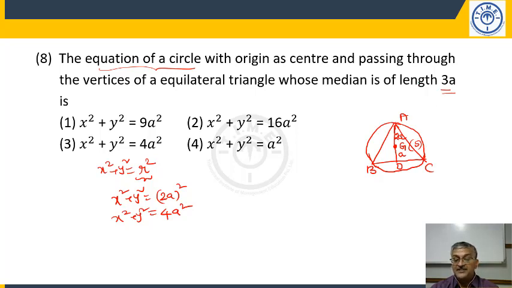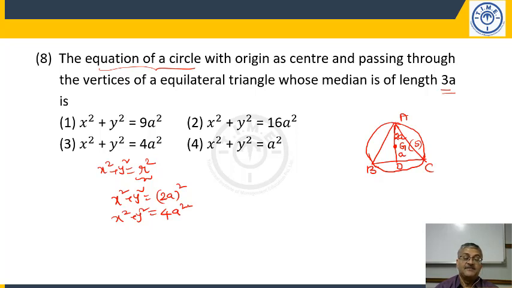So GA is 2A and GD is A because the total length is 3A. We know that G divides each median in the ratio 2 is to 1. Here I take the circumradius as 2a because ABC is an equilateral triangle, so the centroid is always equal to the circumcenter. That's why SA is also 2a. Therefore, the radius is 2a, so 2a whole square is 4a square.